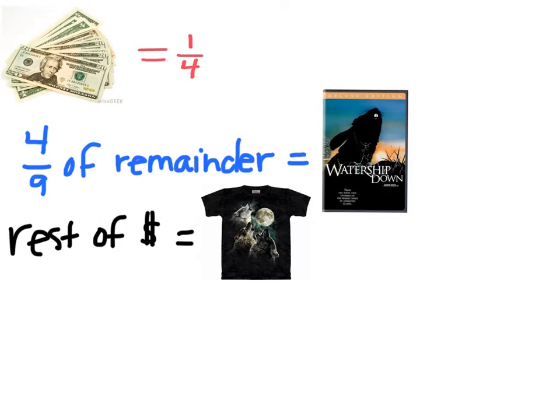So what fraction of his money was spent on the DVD? And what fraction of his money was spent on the t-shirt? There are 2 different methods that we can use to solve this problem. Let's walk through method 1 together. In method 1, we'll begin with a bar model. That bar model shows us Len's total amount of money.